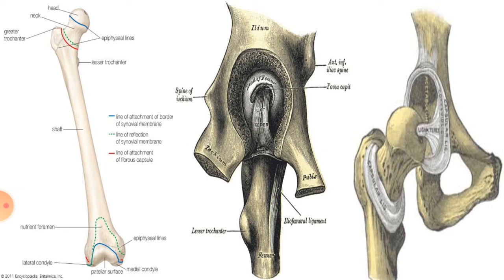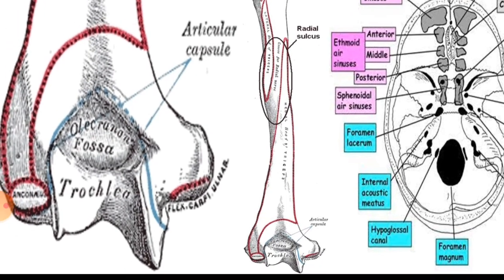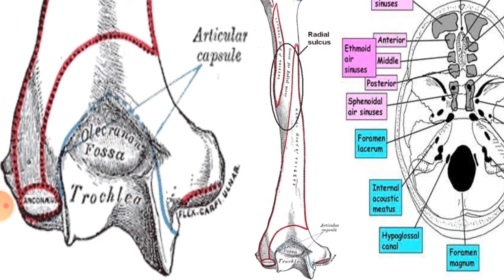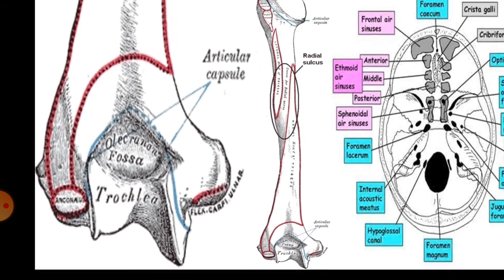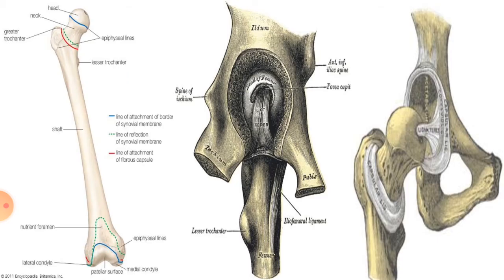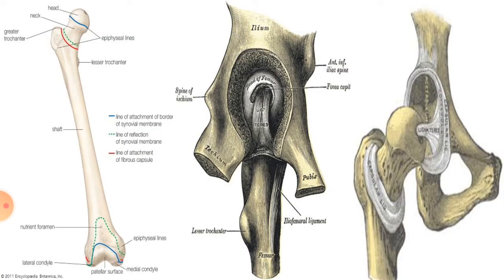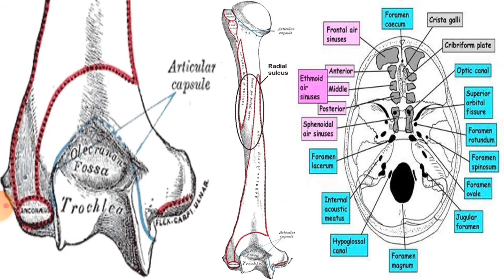Then come the processes. Sharp elevations: one is the spine, and another sharp process is of the ulna, which is known as the styloid process, and I think I did not paste its image. I will send you that image separately.